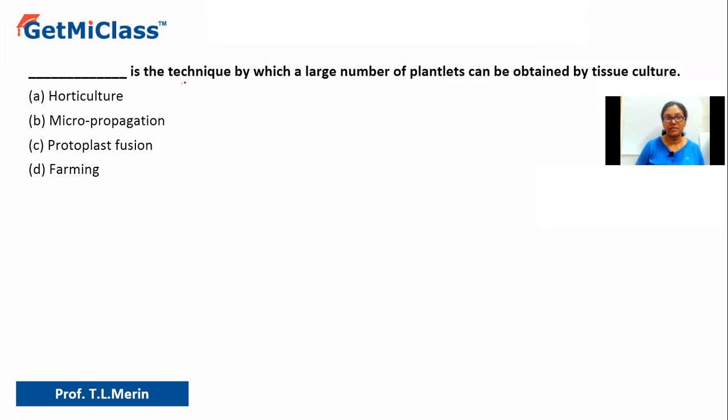It says dash is the technique by which a large number of plantlets can be obtained by tissue culture. So here they're talking about what they are obtaining. They are obtaining a large number of plantlets. By what? By tissue culture. So first of all, we have to understand what tissue culture is. Tissue culture is a technique. It is an in vitro technique. In vitro means in the lab.